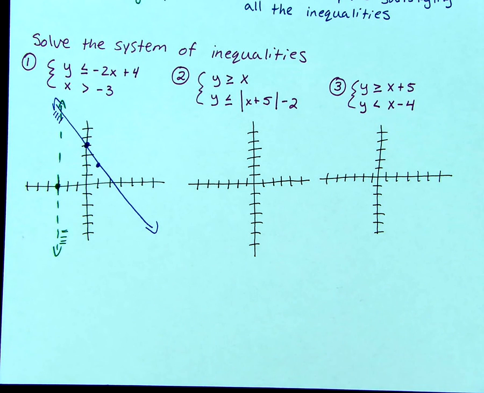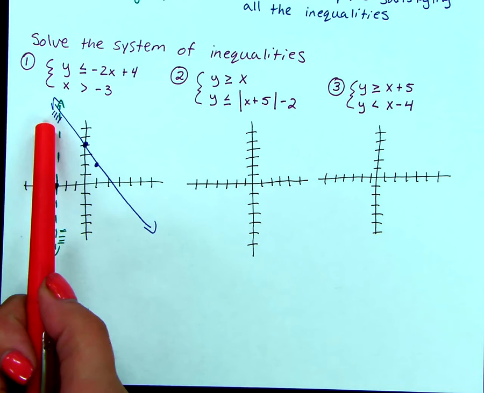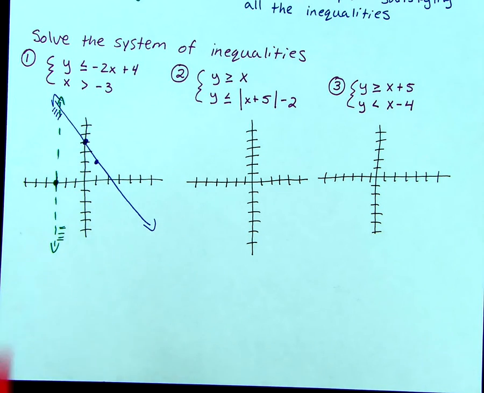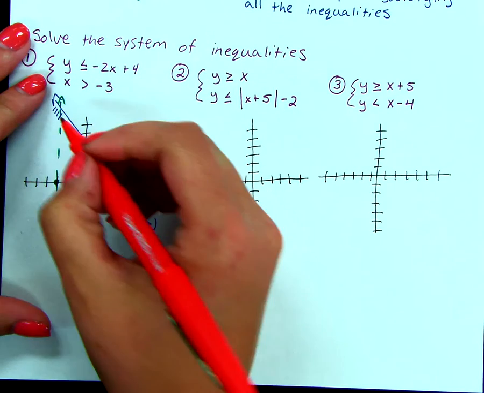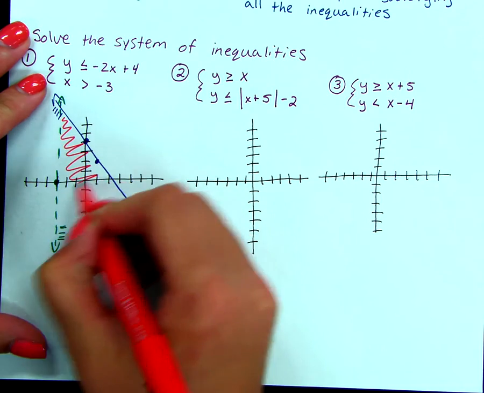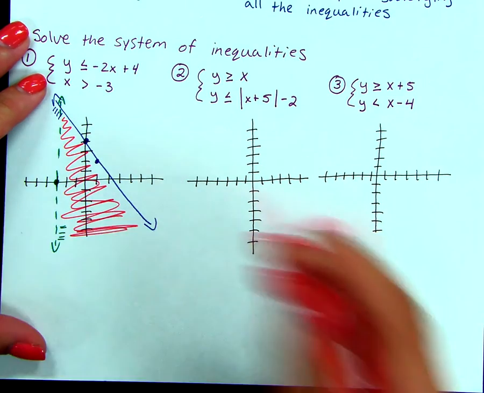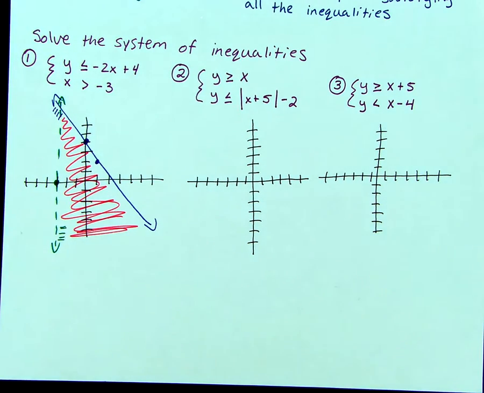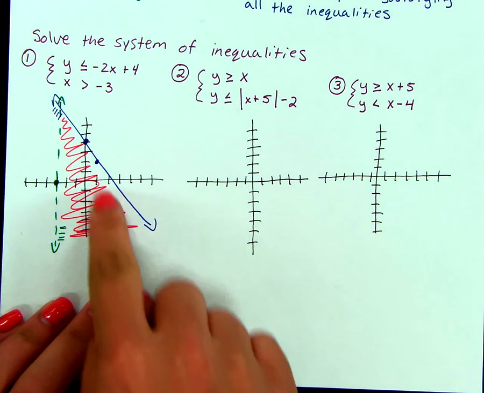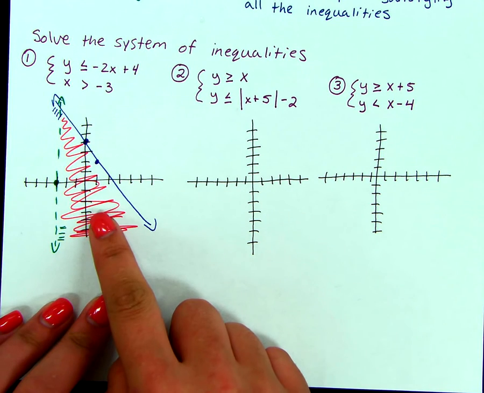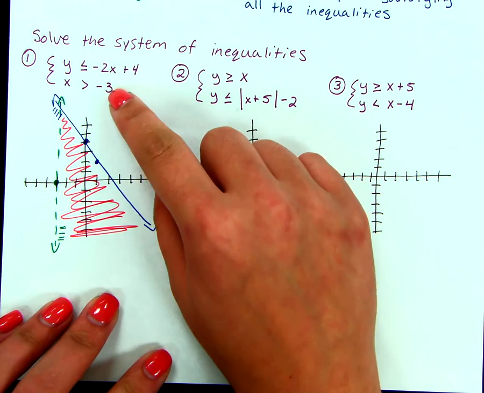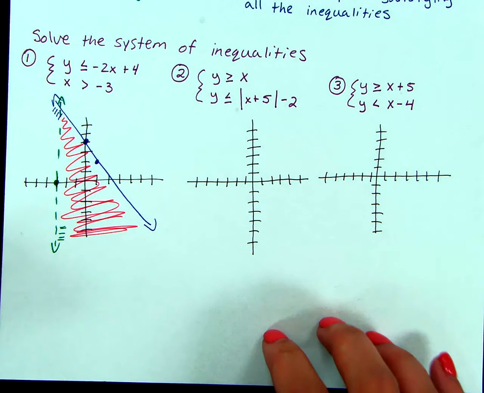And now we're going to shade where it would overlap. So I need to be below the blue line and to the right of the green line. So that's going to be in between the two lines. So that would be our final answer for that. Just to reiterate what our solution set is, it means that I can pick any point in this shaded area, and if I plug it into these equations, both inequalities will be true.